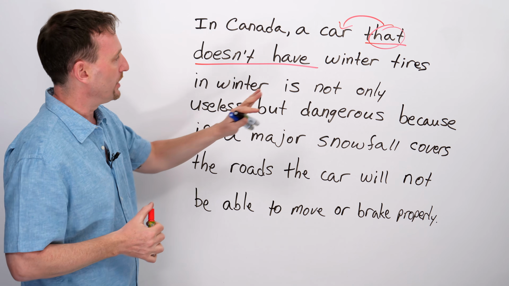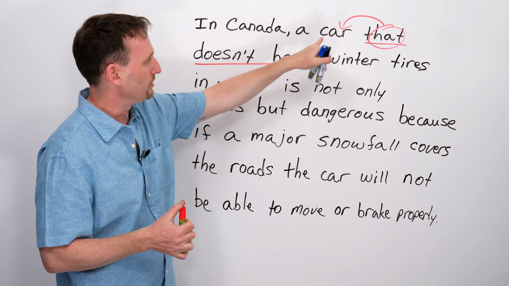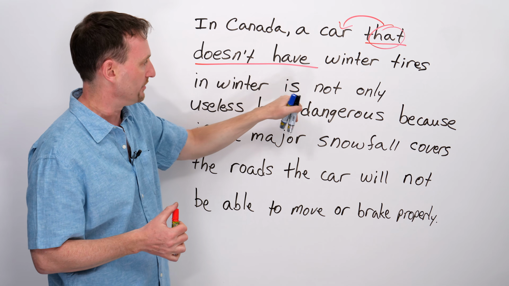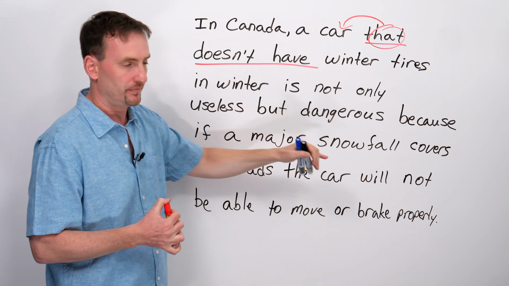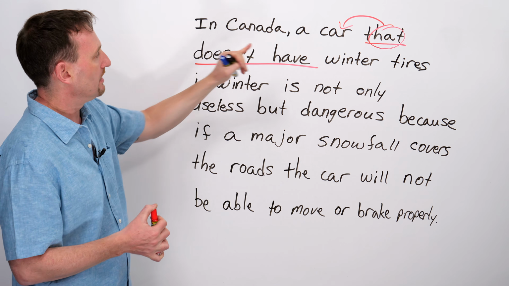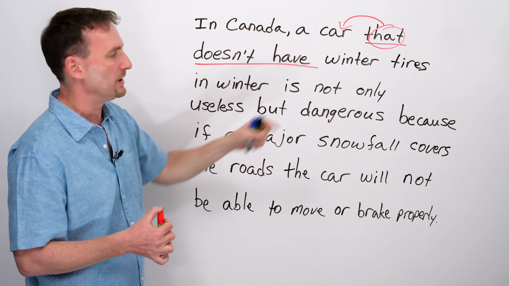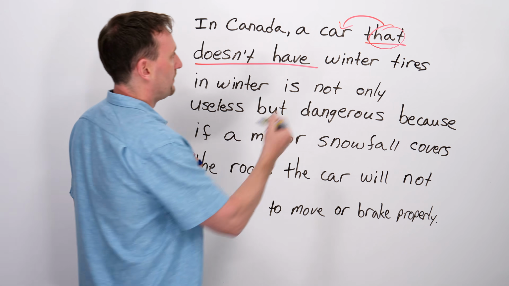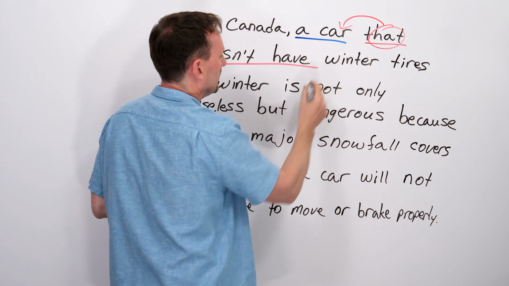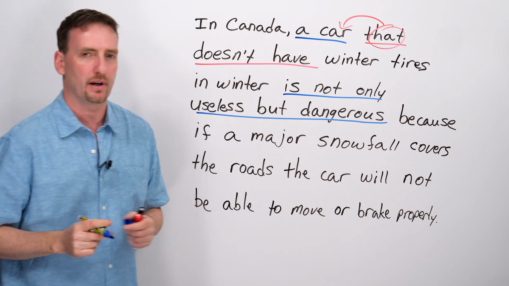So a car that doesn't have winter tires in winter: "is" goes with "car," subject, verb, is not only useless, but dangerous. This type of car is not only useless, but dangerous. So here is your independent clause. A car is not only useless, but dangerous. That's your independent clause.